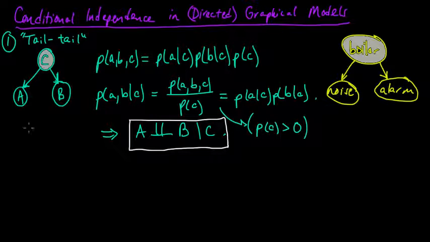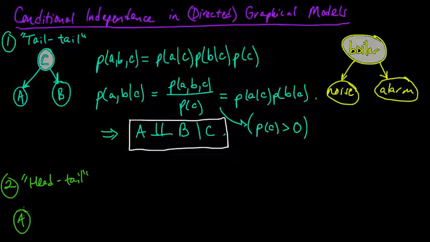What's the next example? Let's look at another one. So if that was a tail-to-tail relationship, let's think about a head-to-tail relationship. What would happen then? So let's consider the case where we have A, and let's put C in the middle. We're going to think about conditioning on C. So let's put that in the middle, and then we'll put B over here. So A goes to C, and C goes to B.